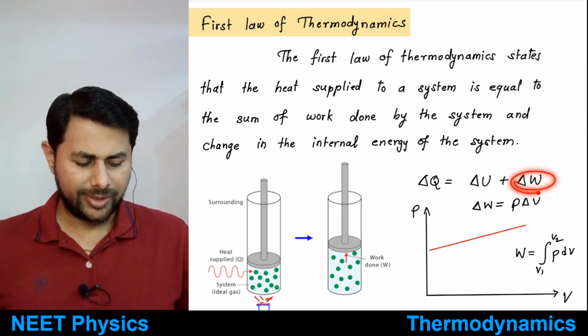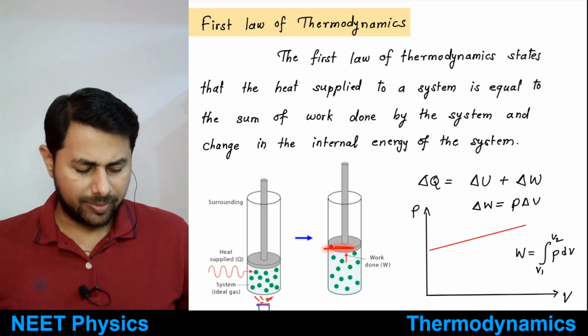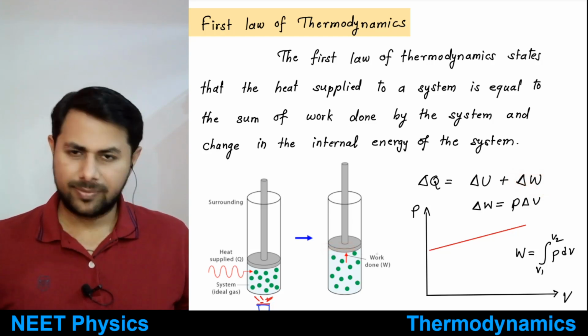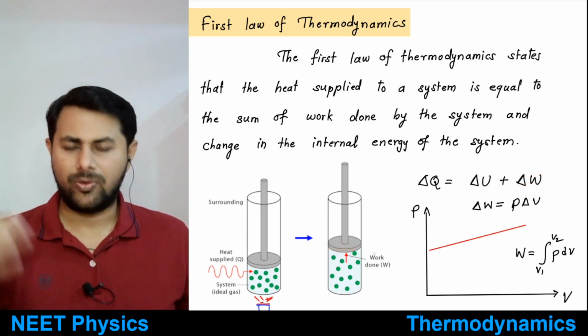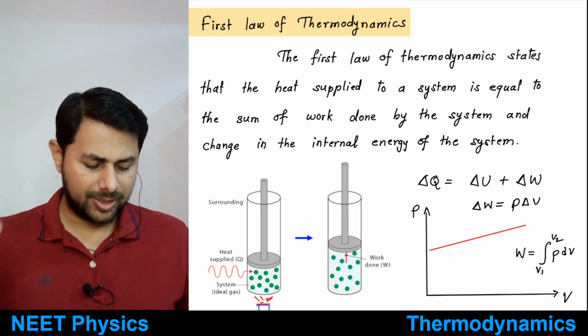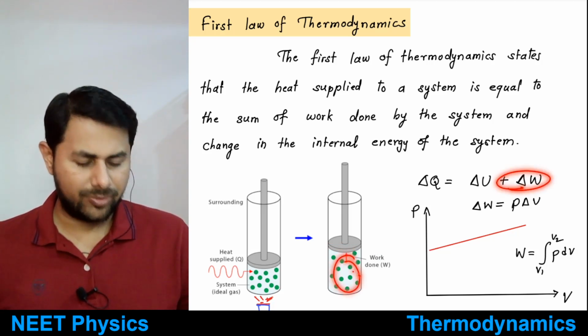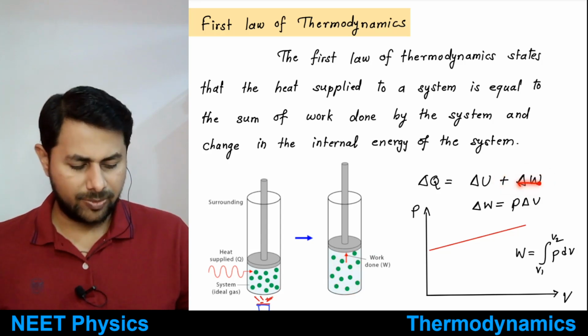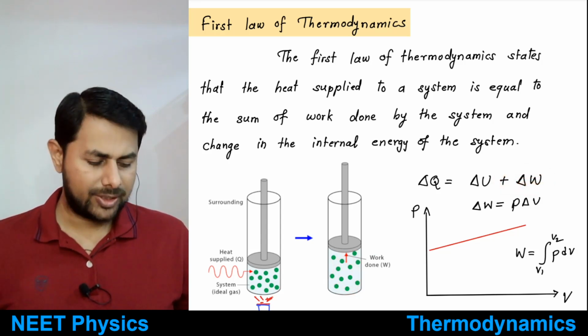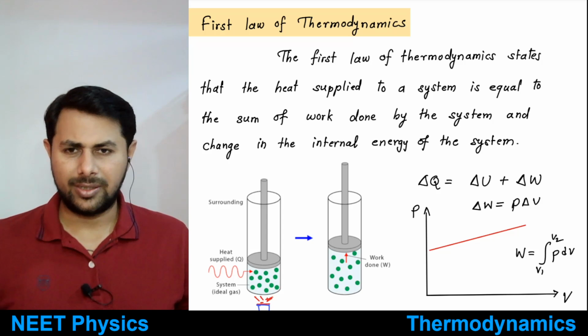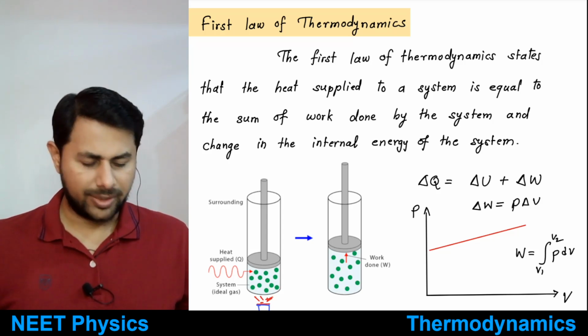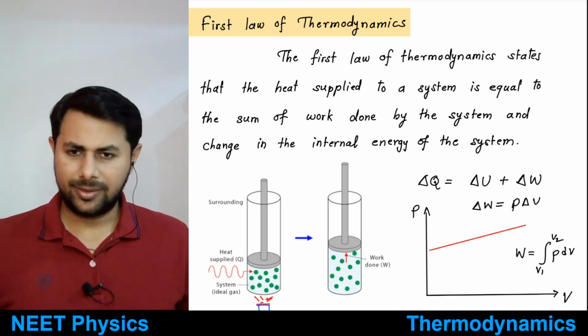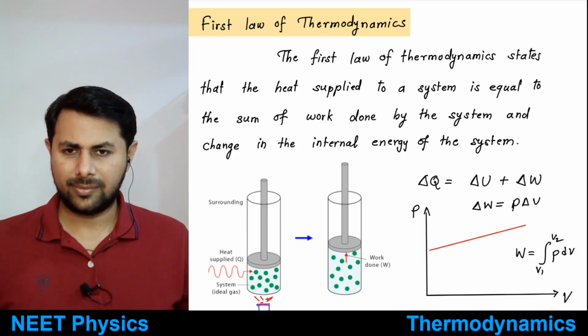Okay, what sign will you take positive in this formula? Suppose the piston moves up, right? If the volume of the system increases, then the work done would be positive in this formula, and if the volume of the system decreases, then work done would be negative. Okay, this thing is clear? All right, good.